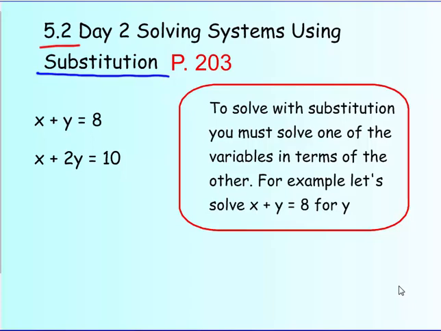So to solve with substitution, you must solve one of the variables in terms of the other. So solve for y equals or x equals, and then substitute that into the second equation and solve for the other variable. For example, let's solve x plus y equals 8 for y. So get y by itself. Well, how do you do that? You subtract x from both sides, and you get y equals negative x plus 8.